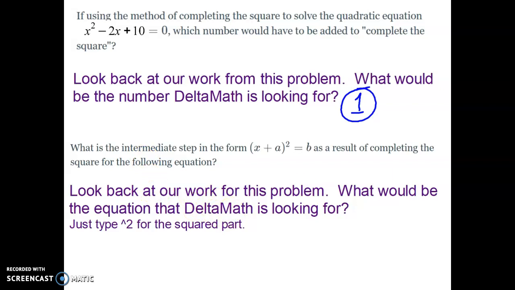Well, inside the parentheses, I have x minus 1, and I have that after I simplified it, equal to -9. That's that in-between step. So it's basically asking you, when you did the perfect square trinomial part, what did you get? And that is what it's looking for. So that in-between step there.